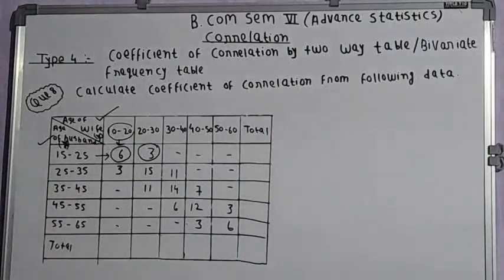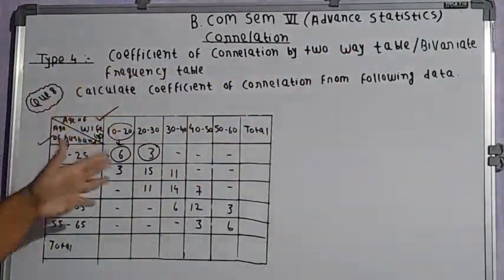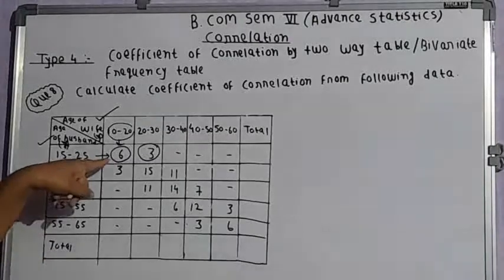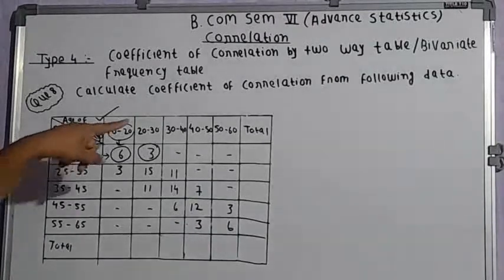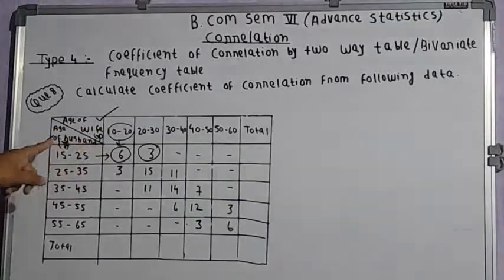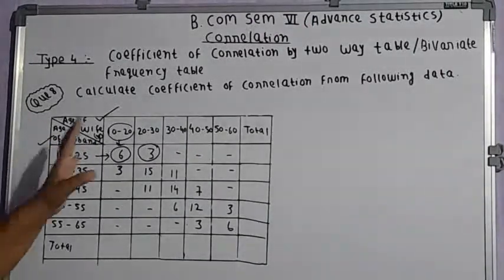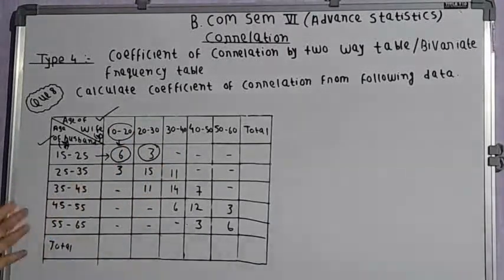Okay. So this way these frequencies are related to both the variables, age of husbands and age of wives. That is why this table is known as a two-way table or bivariate frequency table. Why? Because this 6 is representing the wives whose age is lying between 10 to 20 years, and the same number 6 is denoting the husbands whose age is lying between 15 to 25. Okay. So this way different frequencies are denoting the different numbers of husbands and wives who are lying in the particular age group. Now what is the next thing that we have to do here?